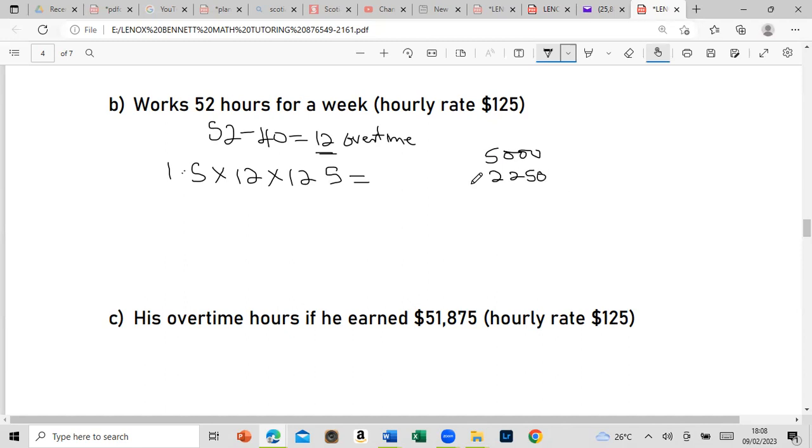So for 52 hours, we simply add this. For the 52 hours, it's the regular plus the overtime, and that equals your total pay. So when you guys start work, simple, you know. So this will work out to $7,250.